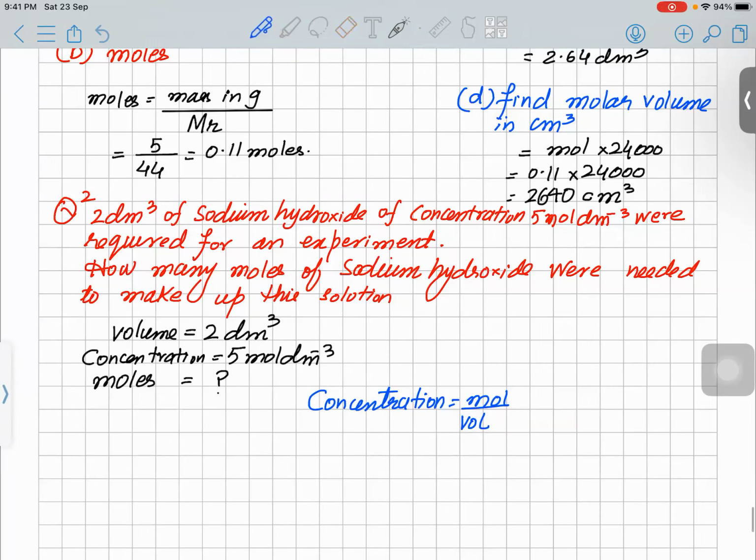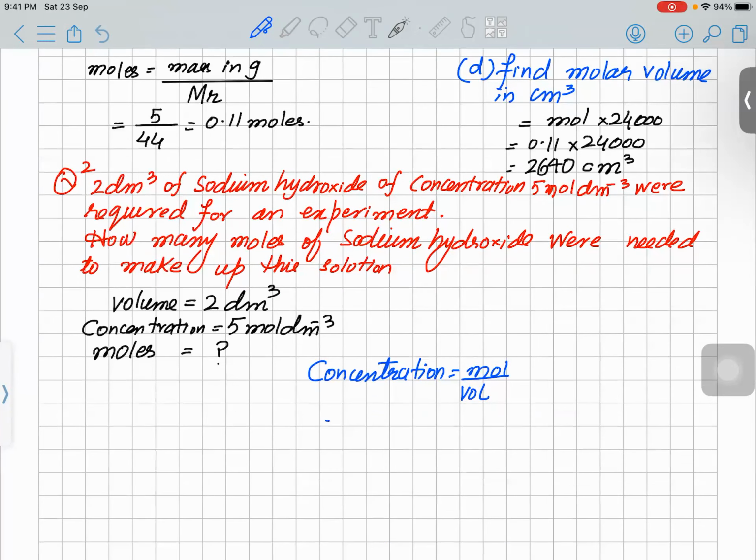Are you getting my point? Okay, sir. So now put the value. Concentration is 5, mole is required, volume is 2. So the mole would be 10 mole. Unit is mol. Are you getting my point or not? Yes, sir.